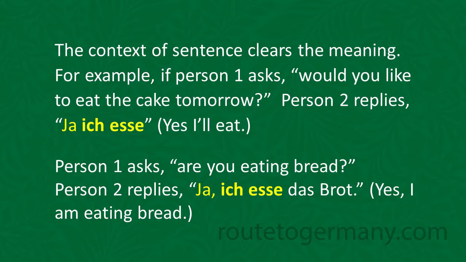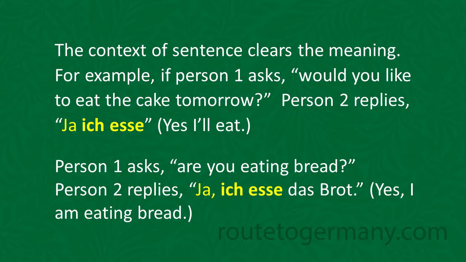But the question here is, how would we know the exact meaning of the sentence? The answer is the context of the sentence clears the meaning. For example, if person 1 asks, would you like to eat the cake in the evening also? Person 2 replies, ja, ich esse. Yes, I'll eat. Person 1 asks, are you eating bread now? Person 2 replies, ja, ich esse.